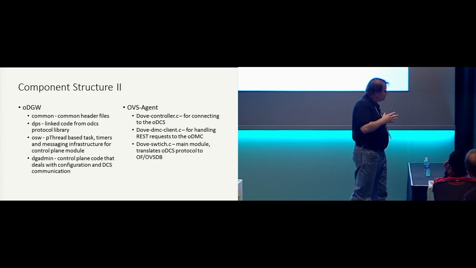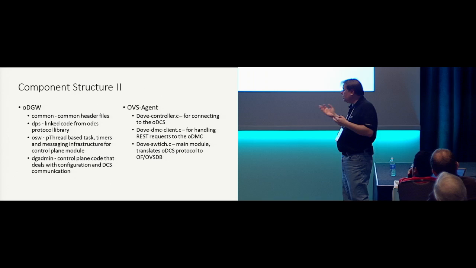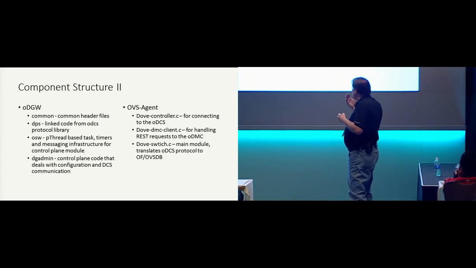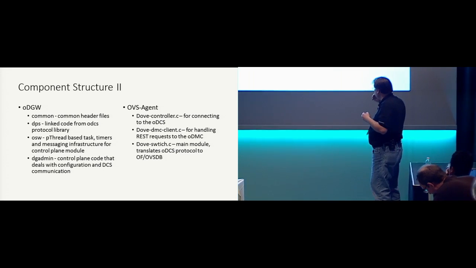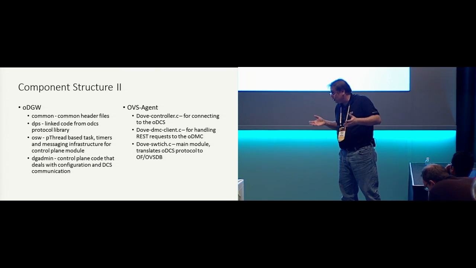The OVS agent, just to finish it out, basically has 3 piece parts: one for talking to the controller, one for talking to the cluster server, and one for talking to the switch. So it basically acts as a little bit of plumbing, if you will.